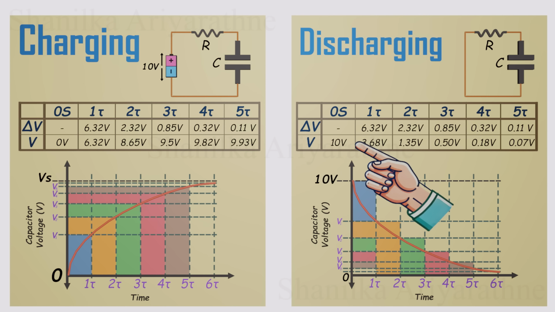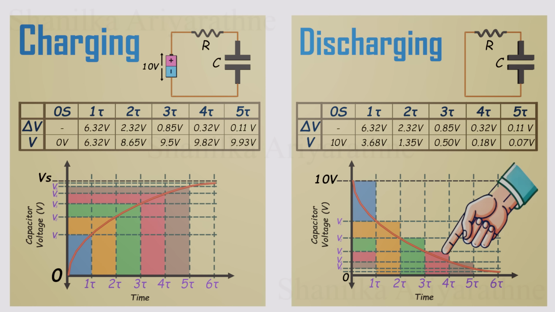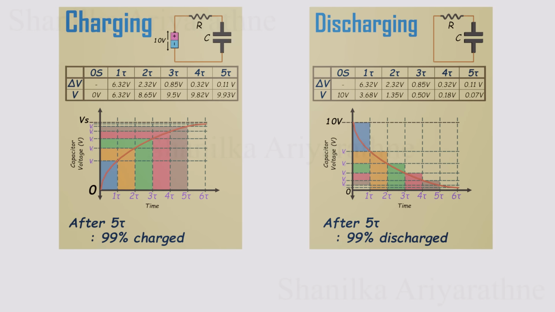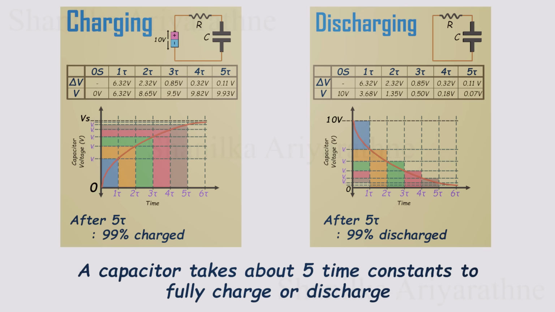In the discharging case, it's the same story in reverse. If the capacitor starts at 10 volts, after 5 time constants, the voltage drops to about 0.07 volts. Very close to 0, but again, not exactly 0. In theory, a capacitor never fully reaches the supply voltage when charging or 0 volts when discharging. But practically, after 5 time constants, it's more than 99% charged or more than 99% discharged. That's why we can confidently say a capacitor takes about 5 time constants to fully charge or discharge for all practical purposes.